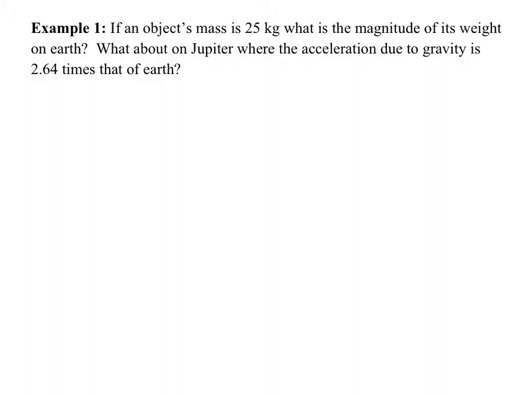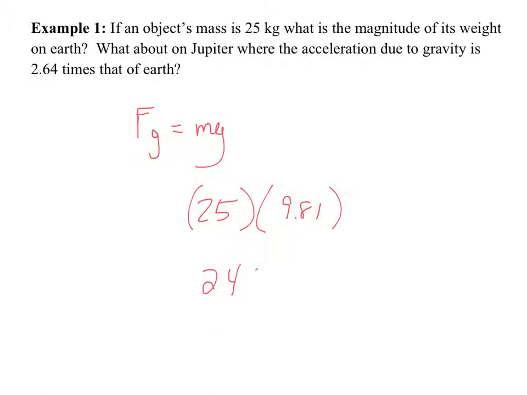My formula from the last slide is? Fg equals mg. It's on your formula sheet, but by the end of this section, this should be memorized. Fg equals mg. It's just like F equals ma, but a is just gravity now. It's the acceleration on Earth. So we take 25 kilograms times 9.81, which is 245.25.